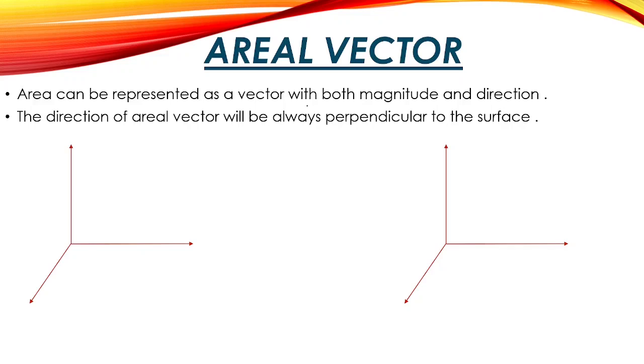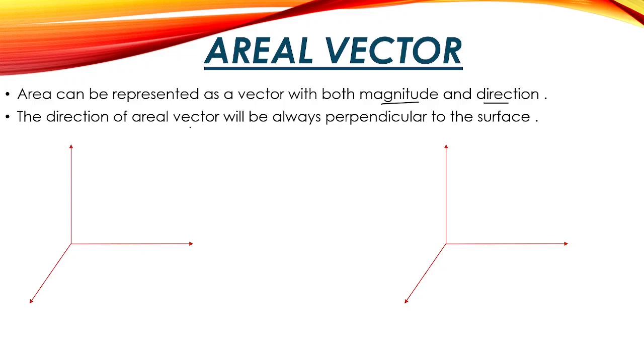So area can be represented as a vector, it has both magnitude and direction. So area is a vector quantity which has both direction and magnitude. So from now onwards, for you, area is a vector quantity, okay? And now, the direction of the area vector.